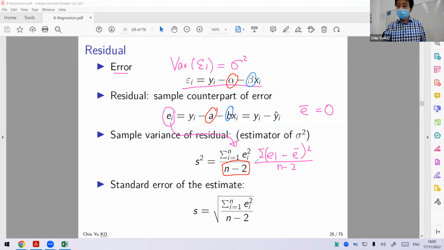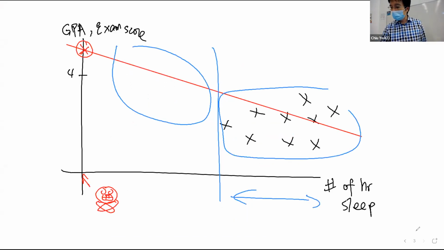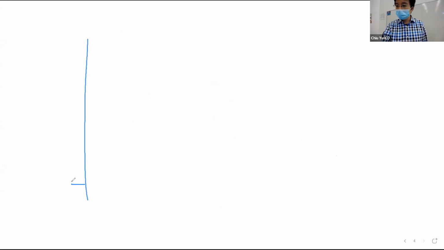So is that okay? This is what we're doing: trying to use this as a way to estimate sigma square. S square is trying to estimate sigma square, because this is what you're trying to do. Maybe I'll give you a diagram to see why this is the case. Hopefully this will be useful.